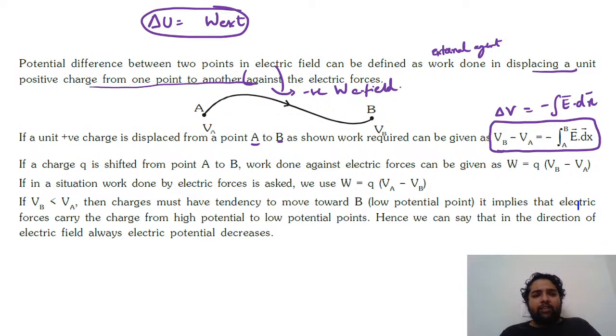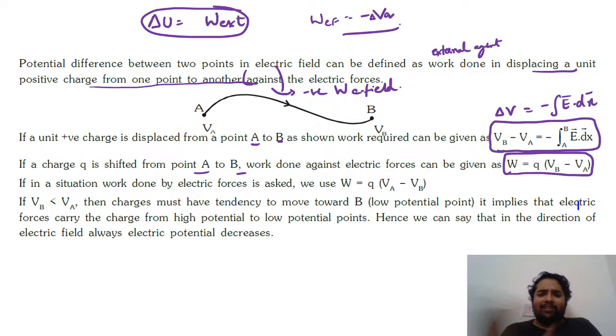If charge plus Q is shifted from A to B, work done against electric forces can be given as Q into VB minus VA, which is exactly what we already discussed. Work done will be charge into potential difference. Work done against the electric force. Work done by the electric force will be equal to minus of change in potential into Q. Exactly the opposite. Change is final minus initial. So work done will be equal to change in potential energy.